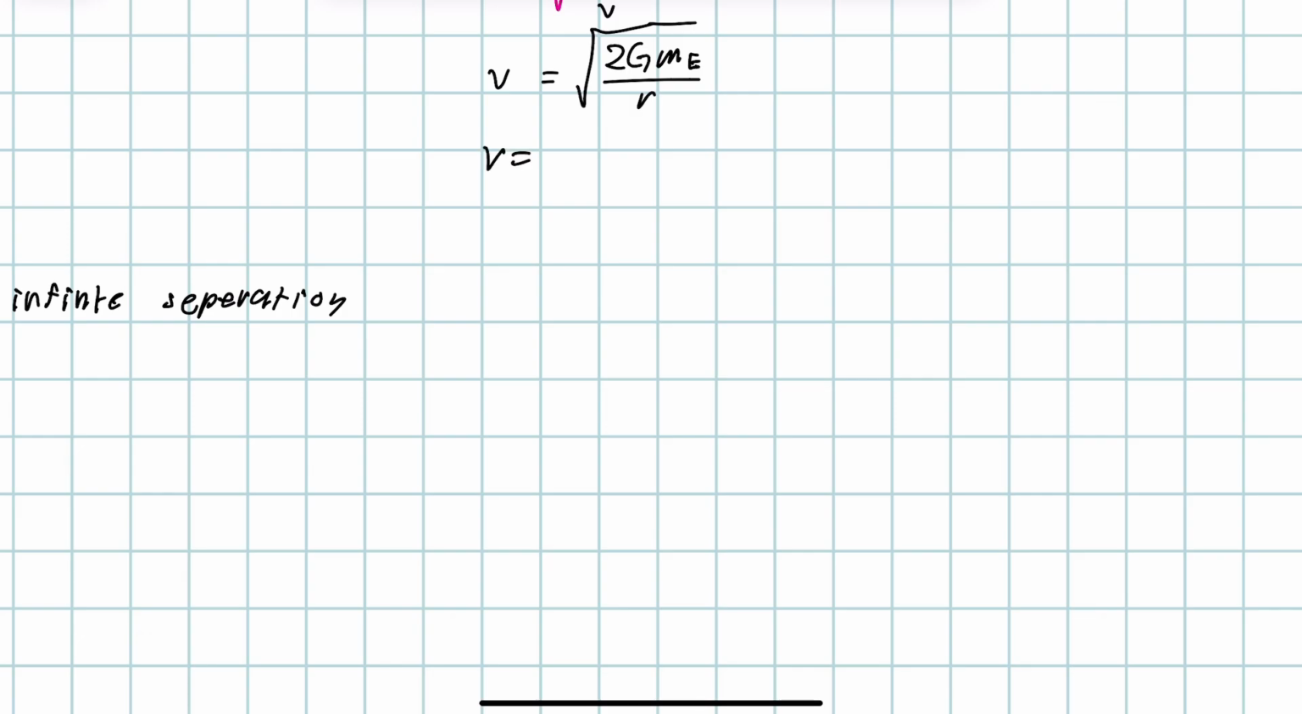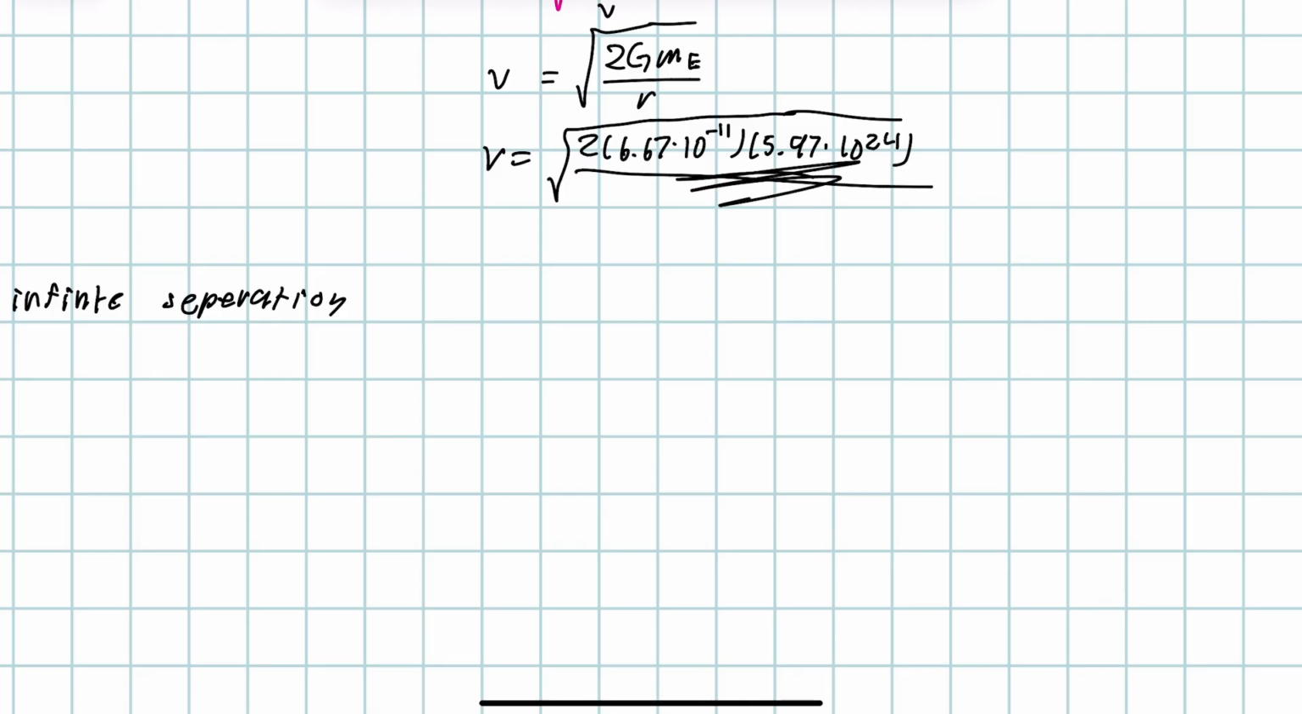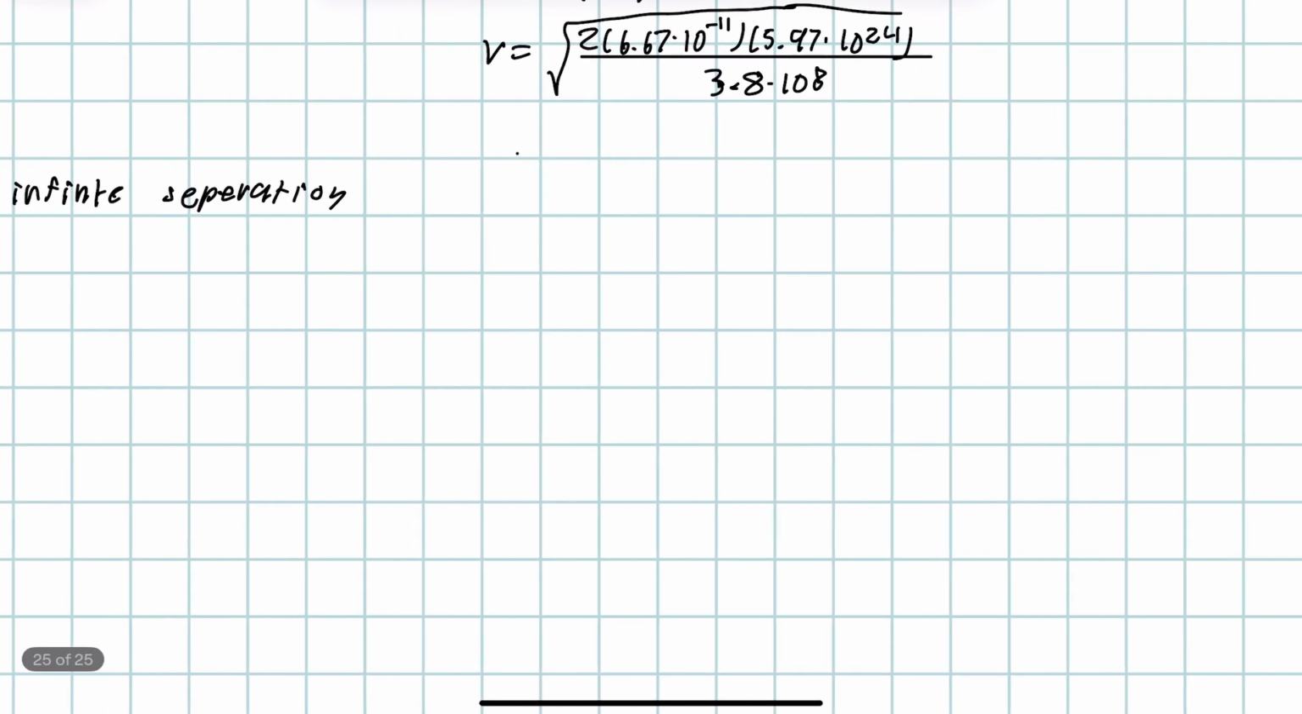So solving for our velocity, this is going to be the root of 2 times 6.67 times 10 to the negative 11 times 5.97 times 10 to the 24 divided by 3.8 times 10 to the 8. Now, this is going to simplify to approximately 1.45 times 10 to the 3 meters per second.